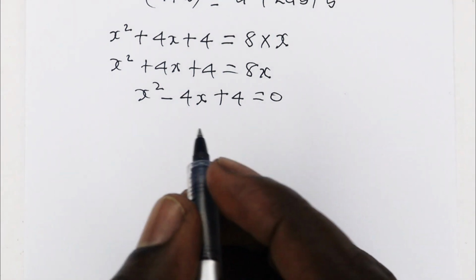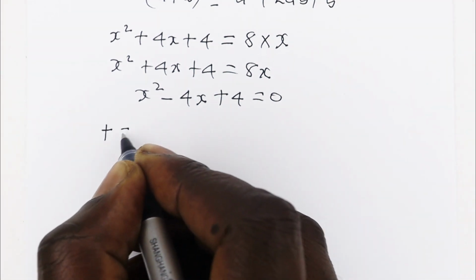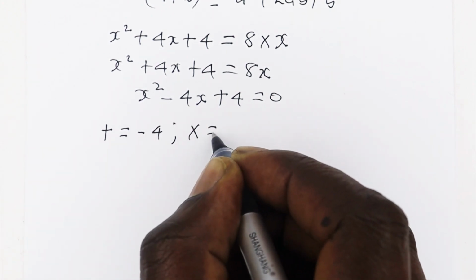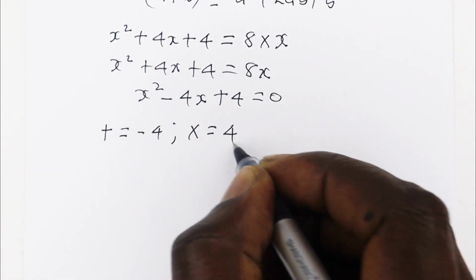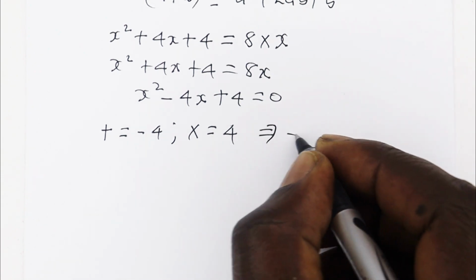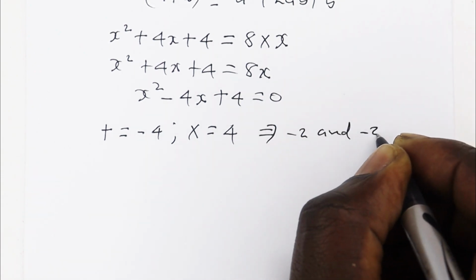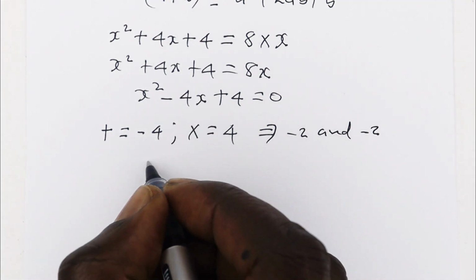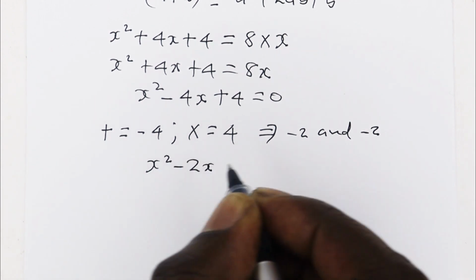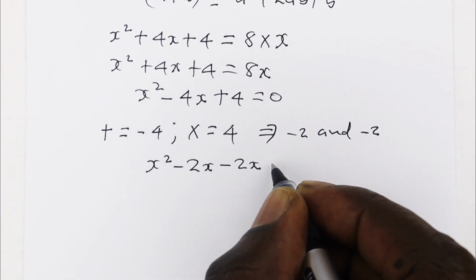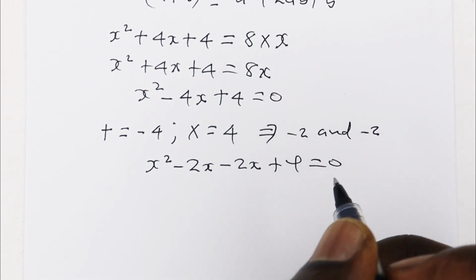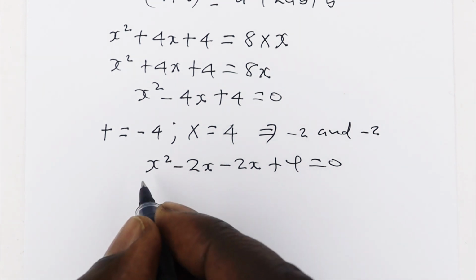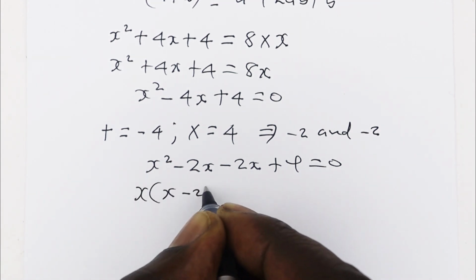We could use factorization method, where we're going to require two numbers whose sum is the same as b, that is minus 4, and their product is the same as 1 times 4, which is just 4. You'll find that those two numbers are negative 2 and negative 2. All we need to do is just split b into these two. So we are going to have x squared minus 2x minus 2x plus 4 is equal to 0. We can look for the common factor between these two, and that is x. So x into x minus 2.